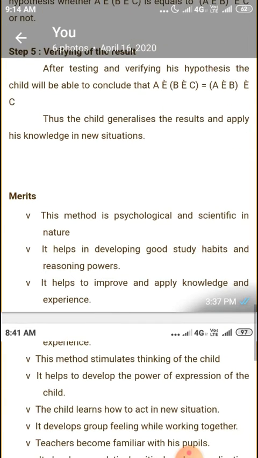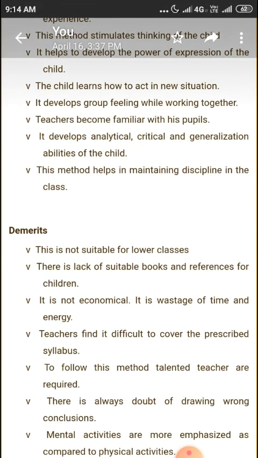Merits of this method. This method is psychological and scientific in nature. It helps in developing good study habits and reasoning power. It helps to improve and apply knowledge and experience. The child learns how to act in new situations.